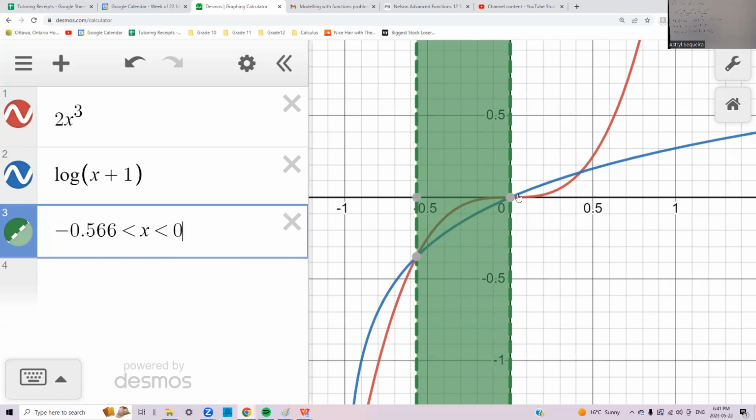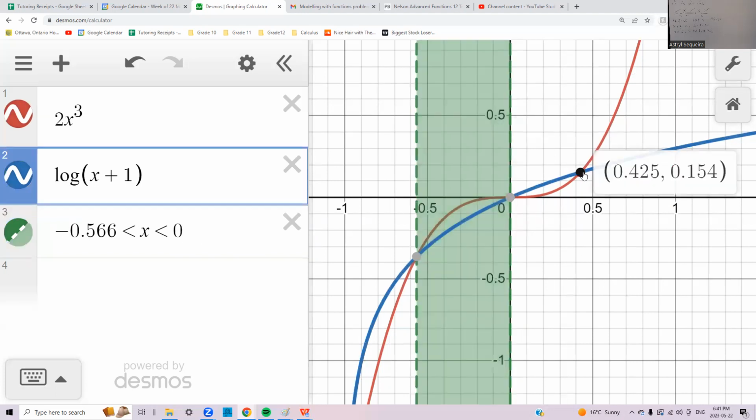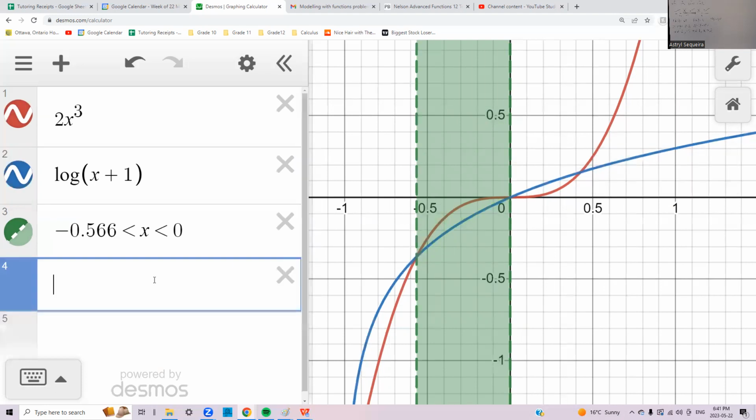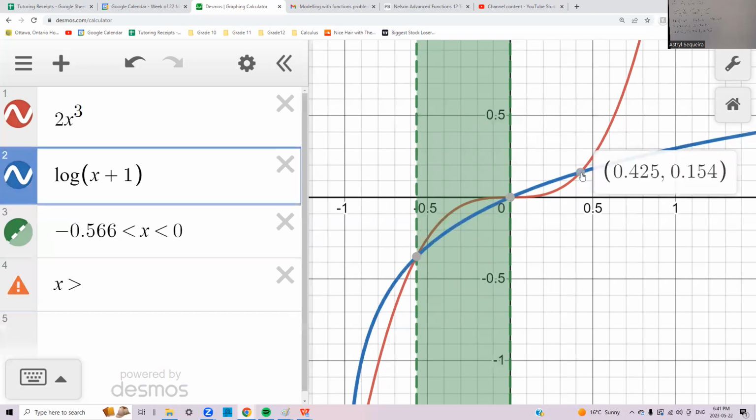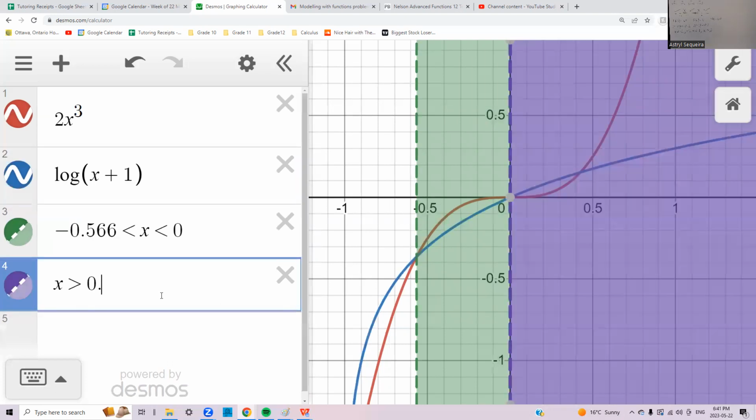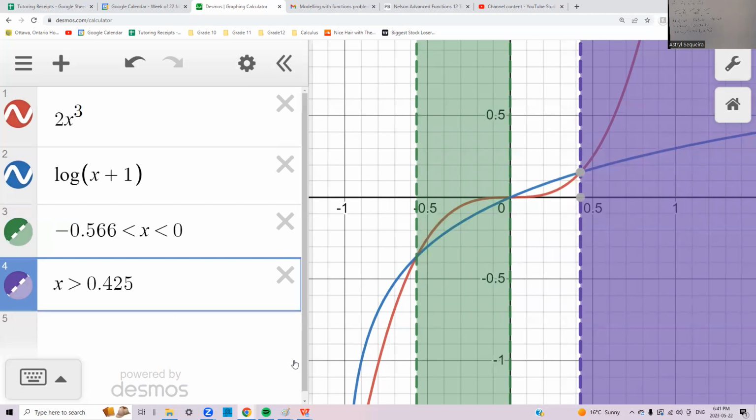Now, if we continue along this graph, the log is above the x cubed from here to here. But then anything after this point, the x cubed is above the log. So our second range of solutions will be everything after this point, which is x greater than 0.425. And again, Desmos highlights basically all the ranges of solutions. But these are the two solutions to this question: negative 0.566 less than x less than 0, and x greater than 0.425.